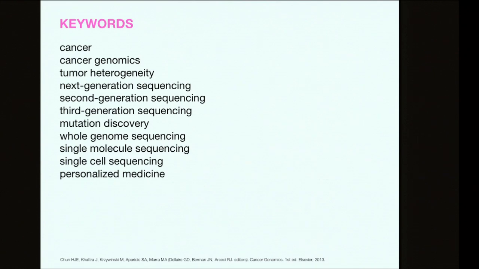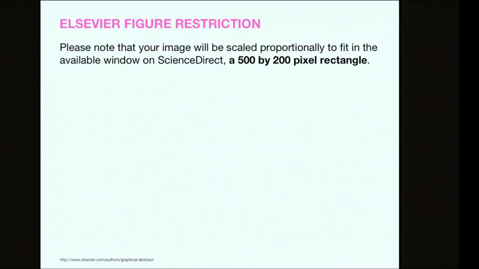But here are the keywords of the chapter: cancer, cancer genomics, tumor heterogeneity, mutation discovery, whole genome sequencing, personalized medicine. How am I going to put this stuff on paper? And the thing about the requirements for the abstract is that it had to fit in a 500 by 200 pixel rectangle.